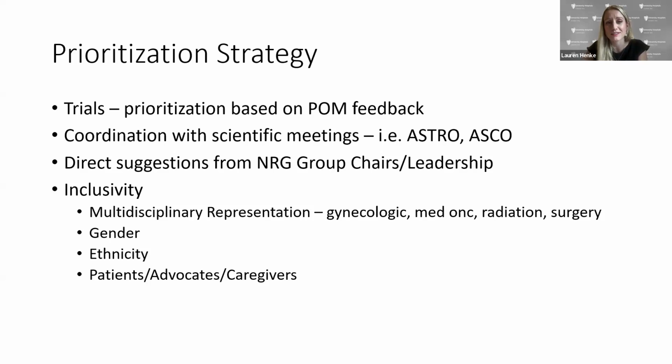We, of course, take direct suggestions from different groups and leadership within NRG, and we do our best to be inclusive, not only across member representation, but also even in multidisciplinary representation, knowing that both Stephen and I are radiation oncologists. We try not to only feature radiation oncologists and carry our biases too far forward.